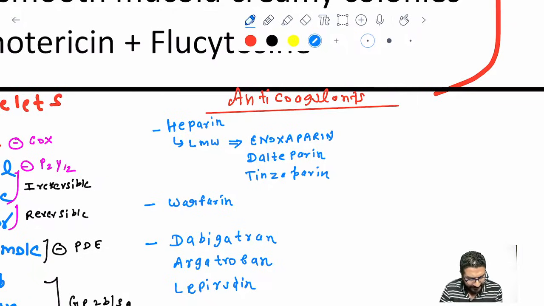Yes, unfractionated heparin is like heparin. Yes, they also end in 'heparin'. So understand this thing. First they ask you, these are heparins, right? So heparin can be unfractionated, or even rivaroxaban, these are like heparin derivatives. Then we have warfarin, which acts on vitamin K, then dabigatran, argatroban, lepirudin.